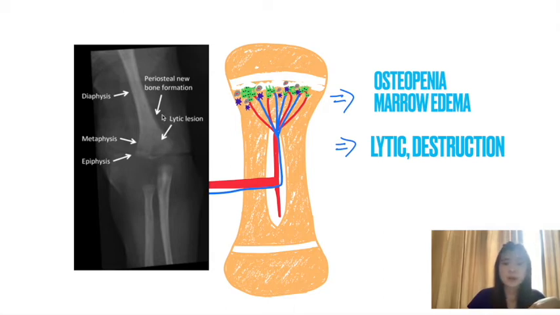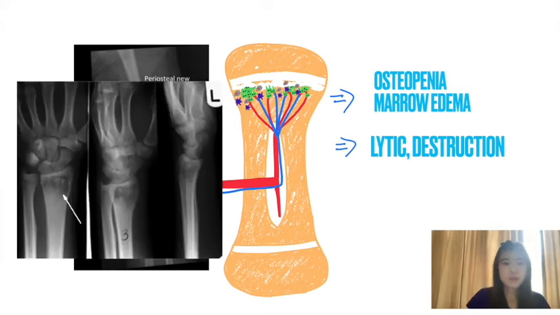I'm going to talk about the periosteal new bone formation quite a bit later. And here is a more obvious one, with decreased opacity and indistinct margin with lysis and destruction in the metaphyseal region.